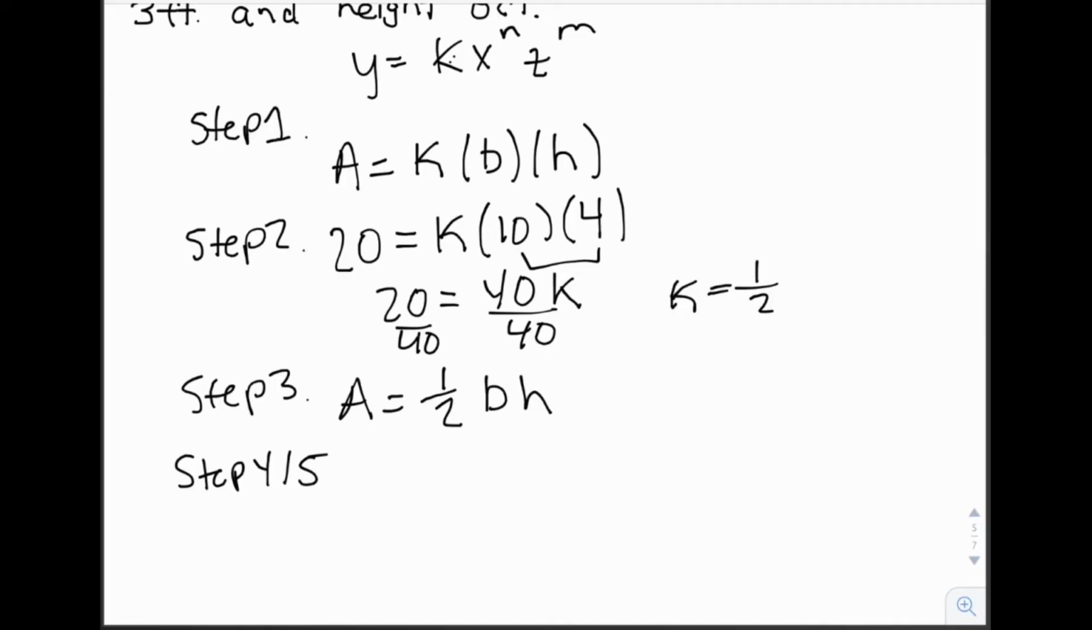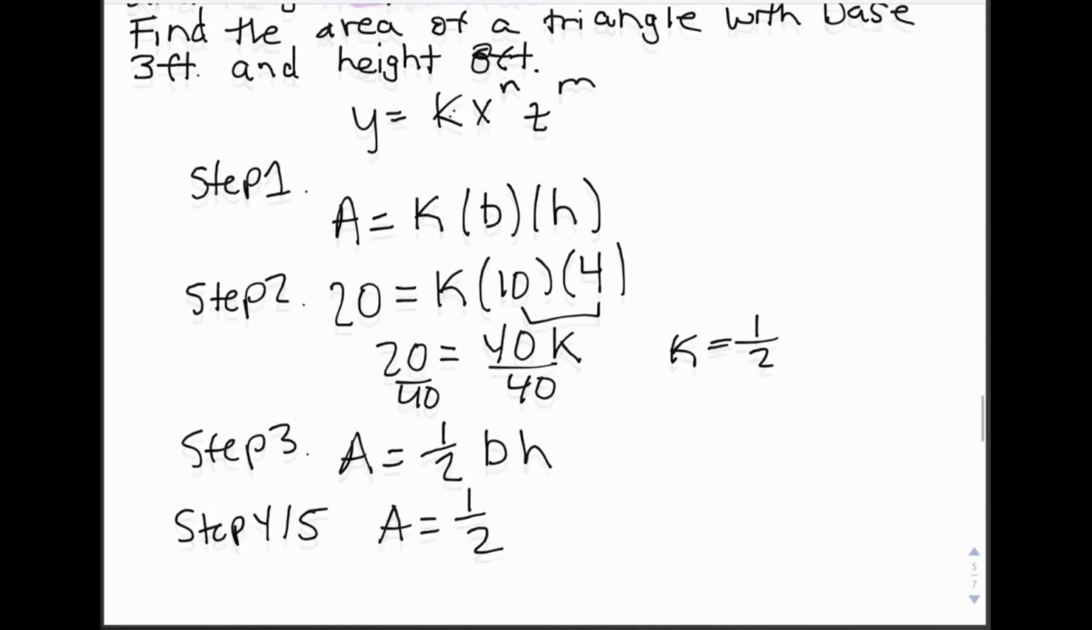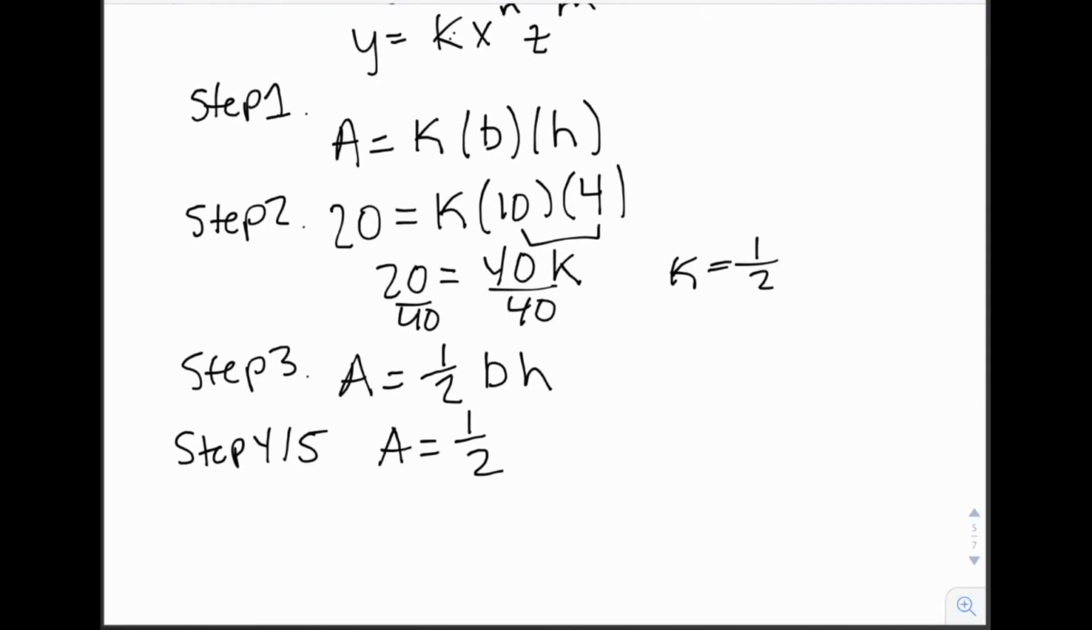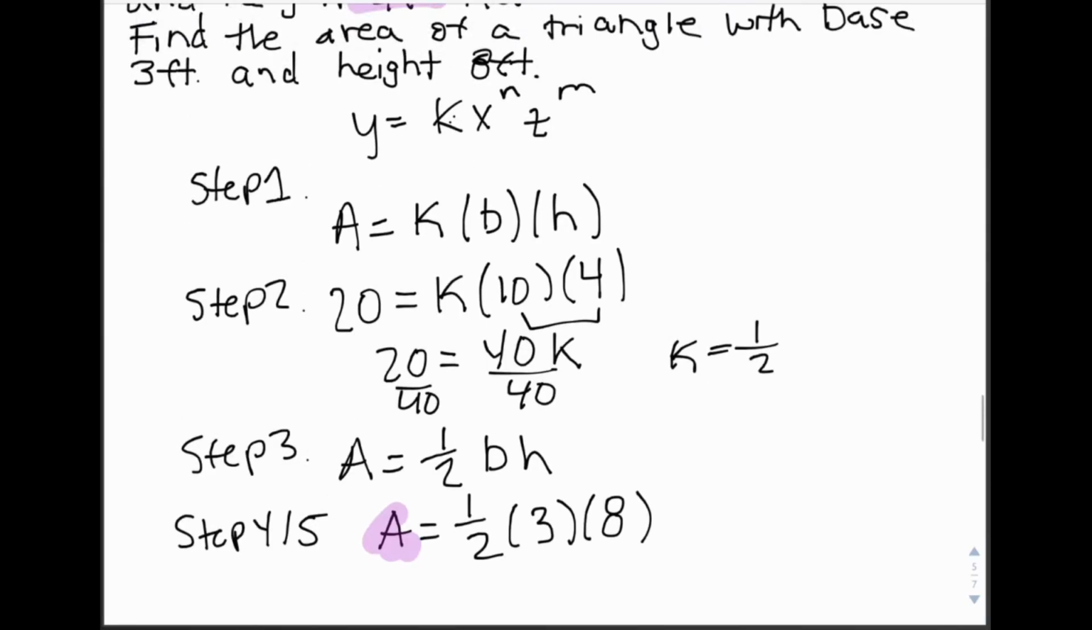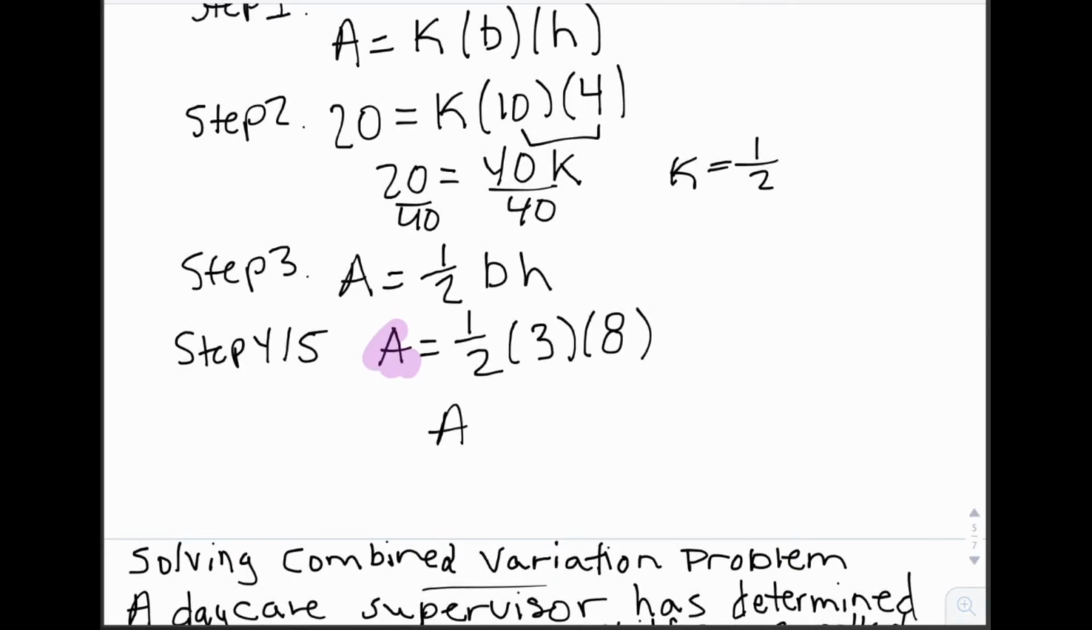And this should give us A is equal to 1/2. Let's figure out what we're solving for. So we want to find the area of a triangle with base 3 and height of 8. So we want to try to find out our A here, given the fact that we know that our other values are a 3 as well as an 8. Now, given our 3 and our 8, this should give us an area equal to 12 feet squared.